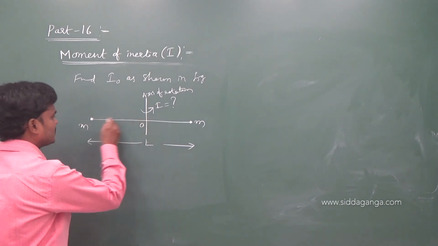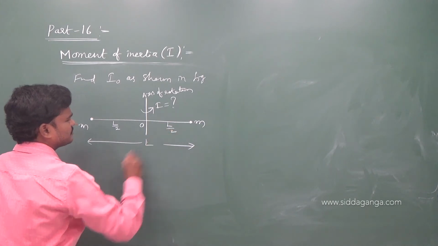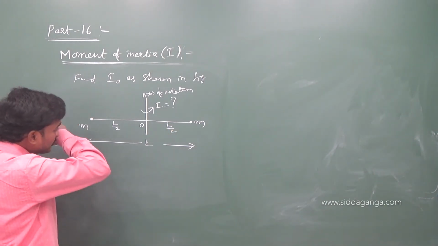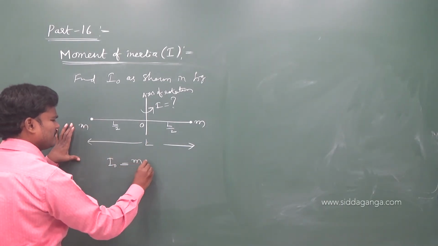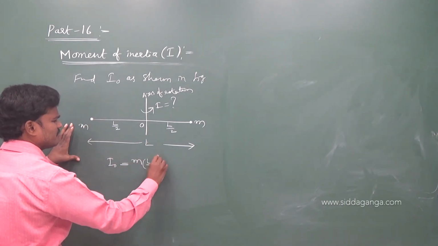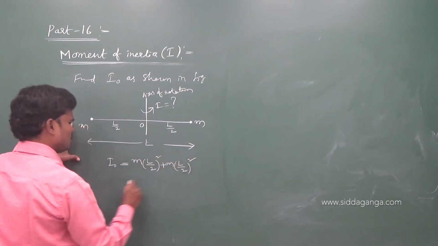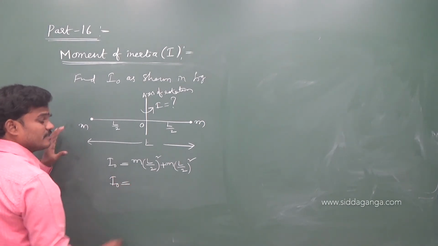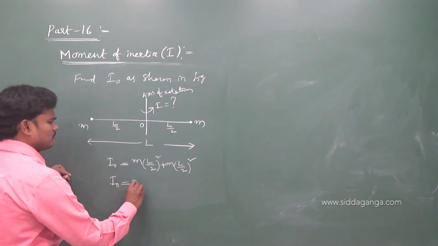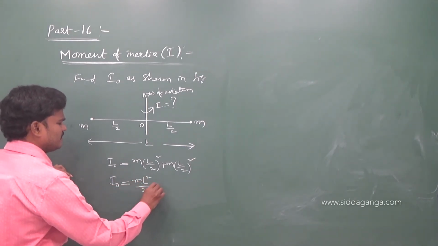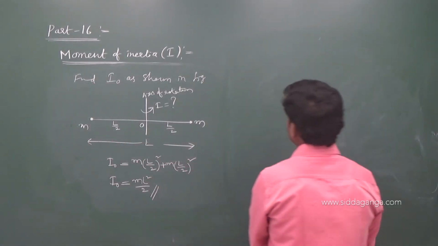So about this axis, what is this perpendicular distance? L by 2. What is this perpendicular distance? L by 2. Okay? Then moment of inertia about O, because of this particle M L by 2 whole square plus M L by 2 whole square. Then M L square by 4 plus M L square by 4, 2 M L square by 4, M L square by 2.